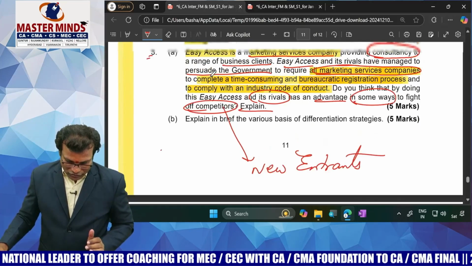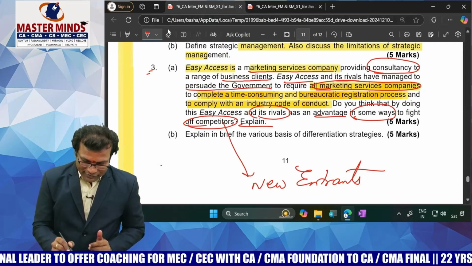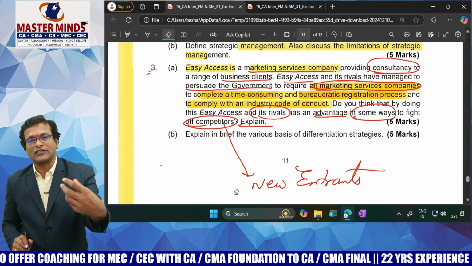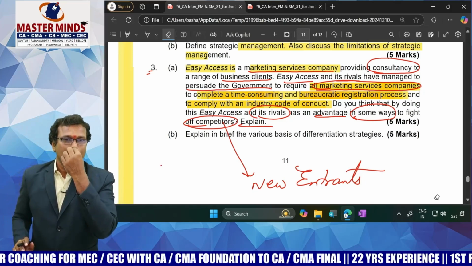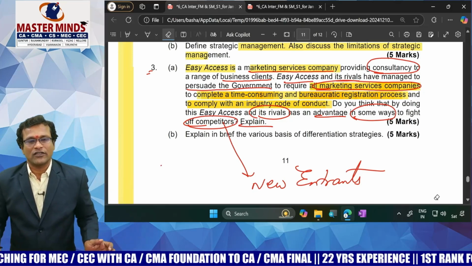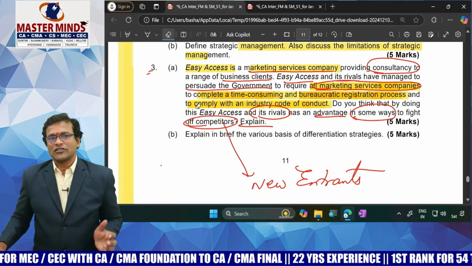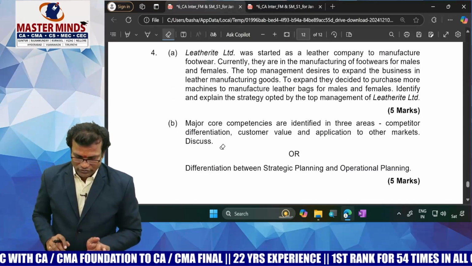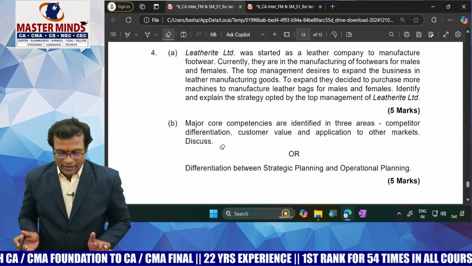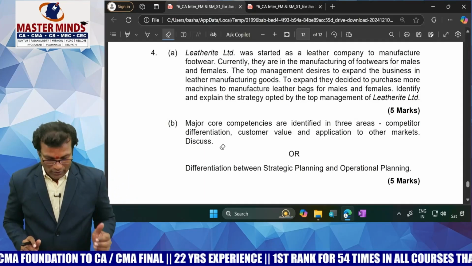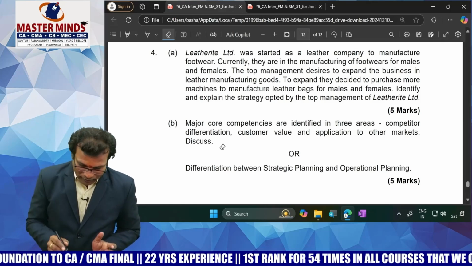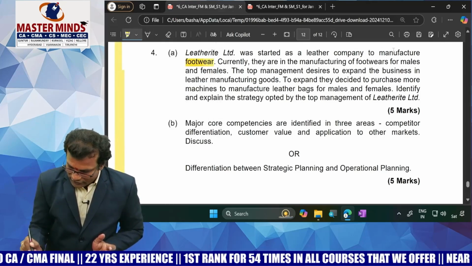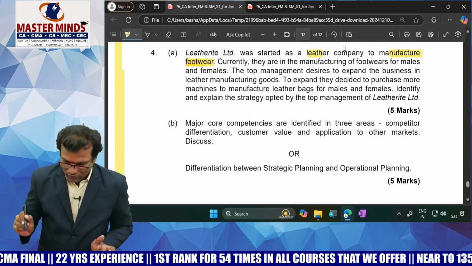Now come to question number 3B. Explain in brief the various bases of differentiation strategies. There are three bases, for example, product differentiation, organization differentiation and pricing differentiation. It is a straightforward theory question. Now come to the fourth question, 4A. Leatherlight was started as a leather company to manufacture footwear. This is their original product: manufacturing footwear using raw material called leather.